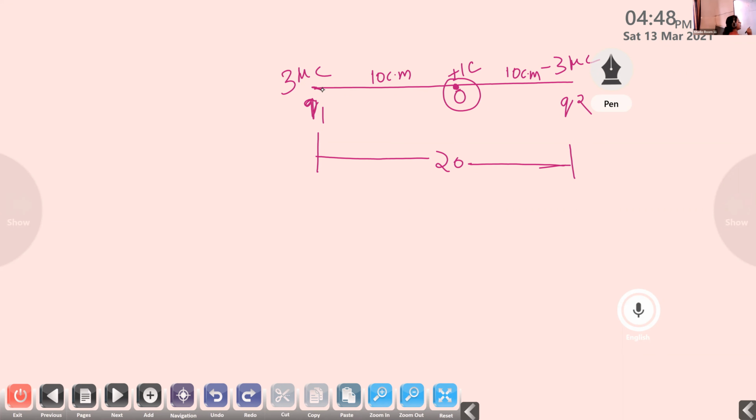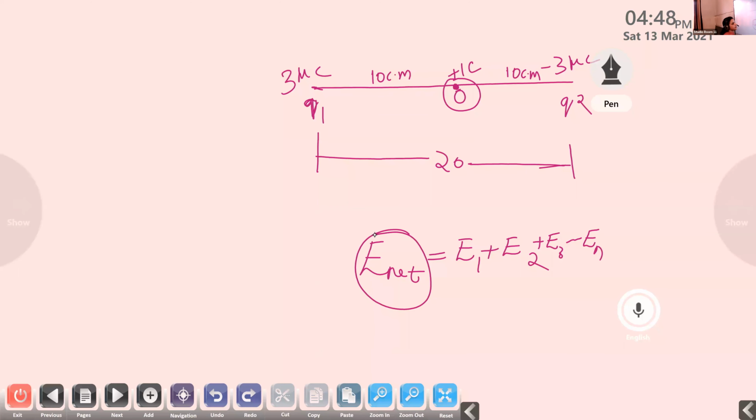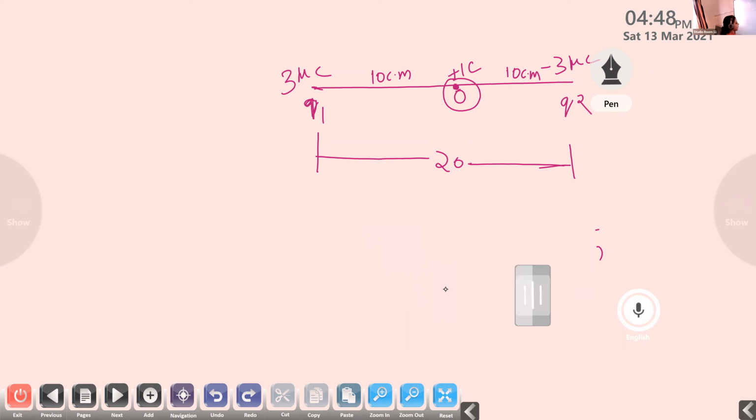How can we calculate the electric field? The net electric field can be calculated by the superposition principle, that is given by E1 plus E2 plus E3, etc., up to En. That is, the net electric field is the sum of the electric fields due to the individual charges. Okay. So we want to consider what E1 and E2 are here.